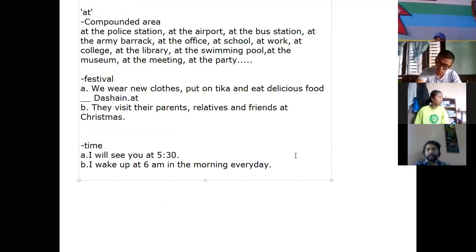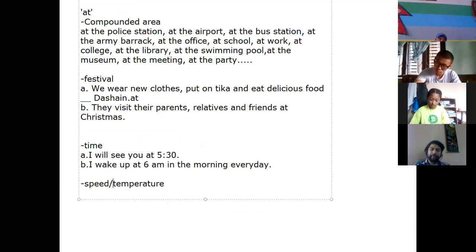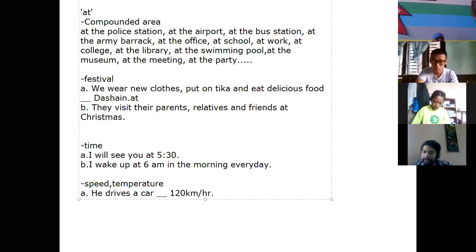And the next one is for speed, temperature. At this moment I use at, right? For example, he drives a car that's 120 kilometers per hour. So kilometer per hour is a unit of speed, you know? So for speed use at. He drives a car at 120 kilometers per hour.